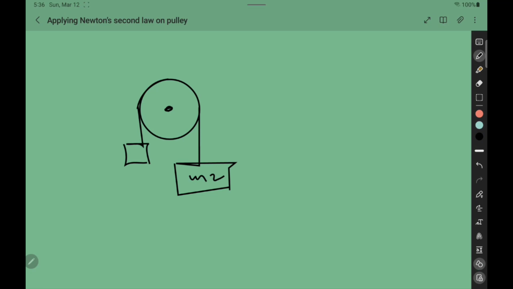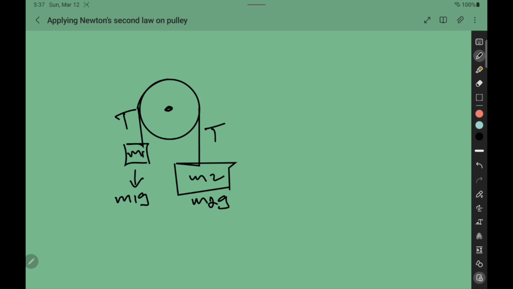Now, how do we get the acceleration of the masses and the tension? Here is a tension and there is a tension. Here is mass 1 downward. Now there is a downward force here, mass 1 times gravity. This is the weight of mass 1. In this direction you have the weight of the second mass, mass 2 times gravity.